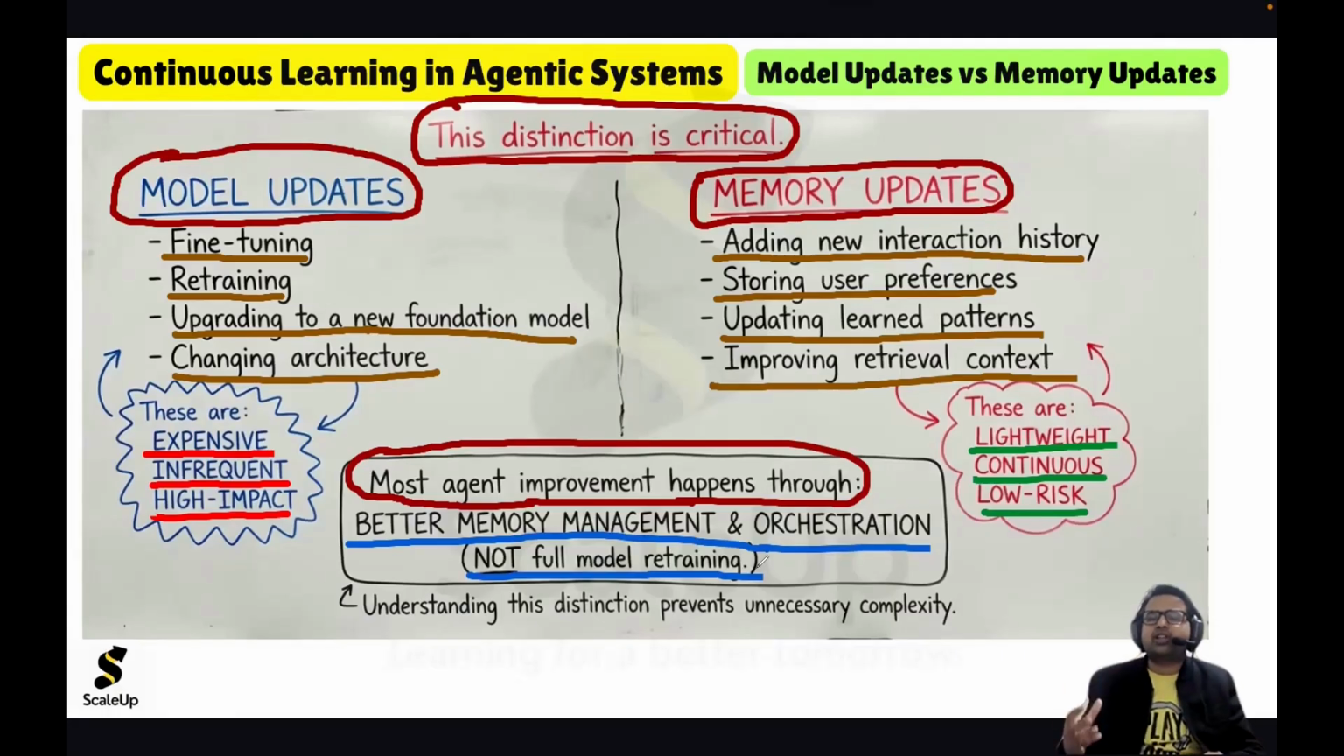So in most scenarios, in the majority of scenarios, we will not at all consider model retraining, because model retraining is very expensive. It's a very complex task. So rather, in agentic AI systems, in agentic AI applications, we will be involved in memory updates, so in better memory management and orchestration. And understanding this distinction is very important, because it prevents unnecessary complexity. We can prevent unnecessary complexity.